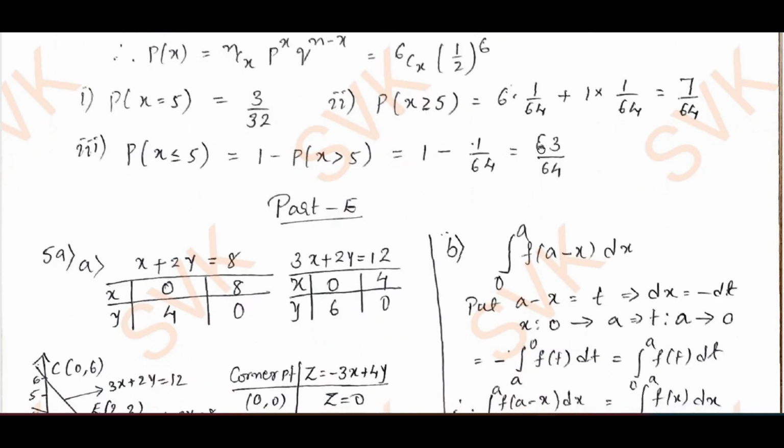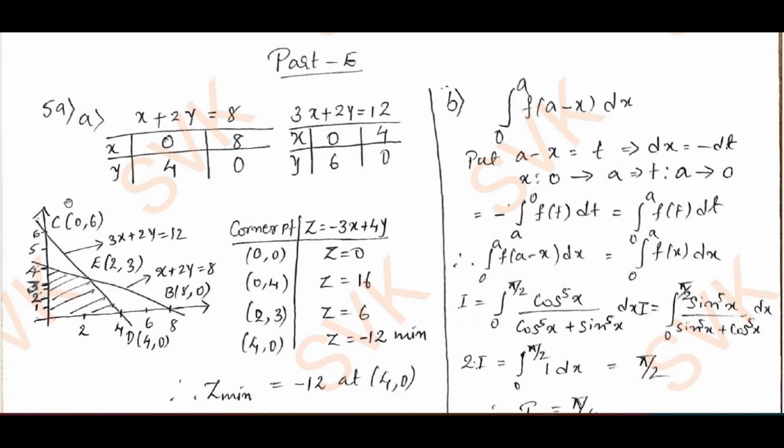Moving on to the final part called part E. One is on LPP, they have been asked. Another is on integration. So for the LPP problem, I have got the minimum value as minus 12 at the point 4 comma 0. Here, this is the feasible region I have got. From this region, I am going to find out the minimum point. So the minimum point is minus 12 at 4 comma 0.